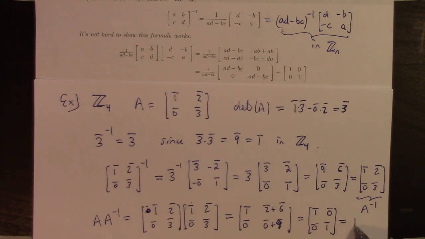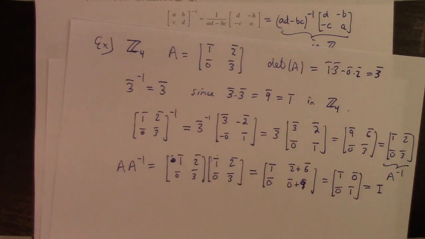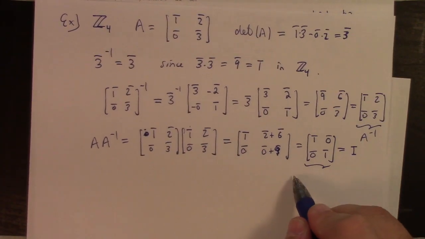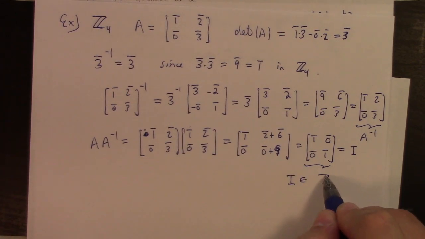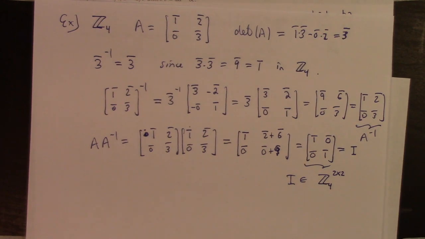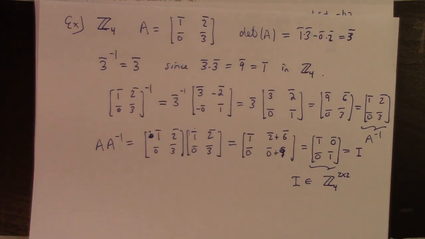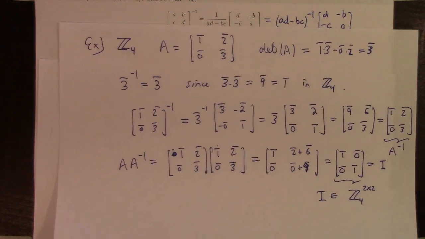And of course that is the identity matrix, well, the identity in what I would call Z4 2 by 2. It's the identity matrix in Z4 2 by 2. All right. So this neat little formula for the 2 by 2 matrix inverse even works over Zn. It's a surprisingly flexible formula.